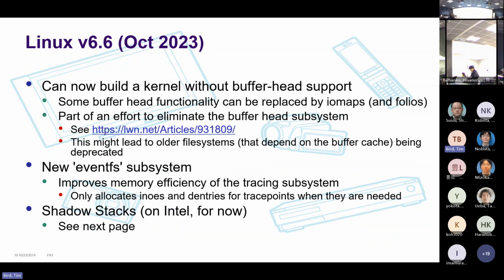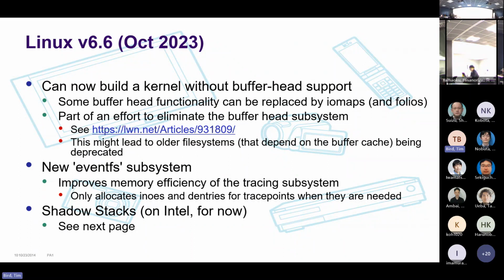In kernel 6.6, this was from October, you can now build a kernel without buffer head support. So buffer heads is a data structure in the kernel that has to do with managing memory. And there were some people who wanted to eliminate it using iomaps and folios. But Linus was not too fond of this patch, but it did end up getting in. It's possible through a config item to not use this if you're using other sections. So this has to do with the memory subsystem.